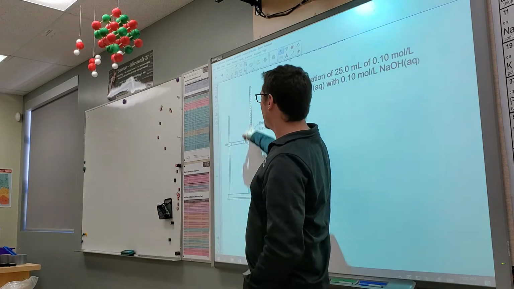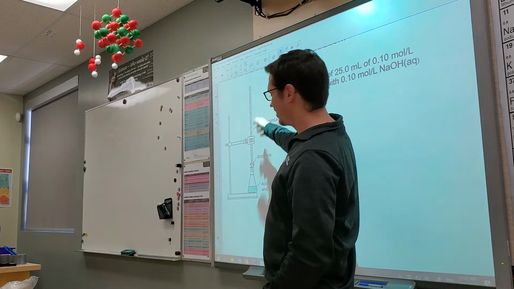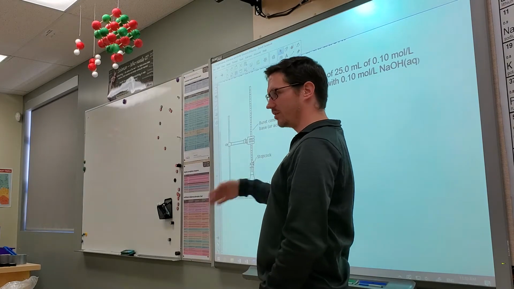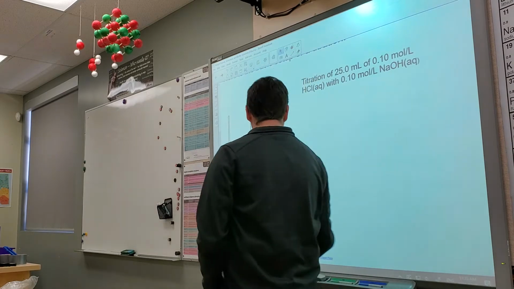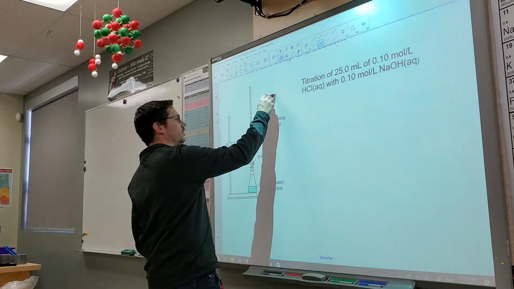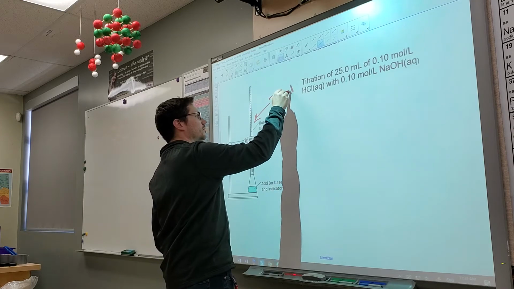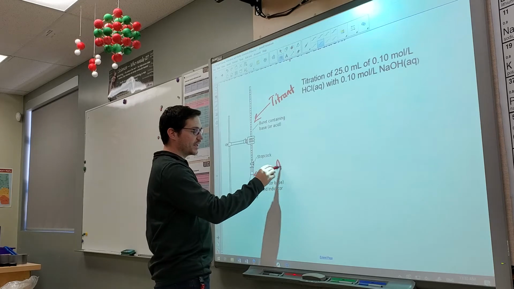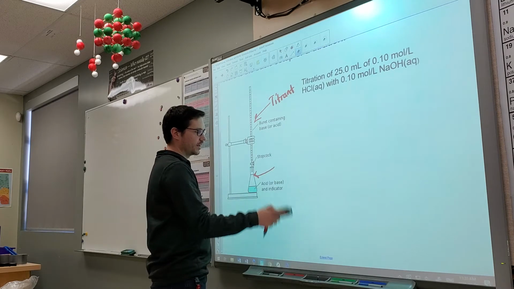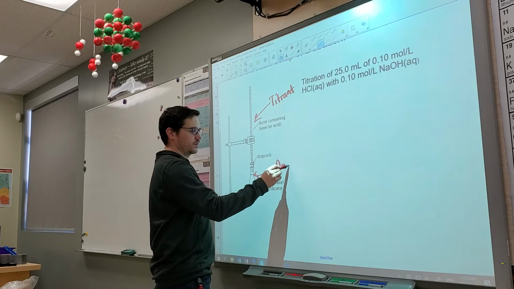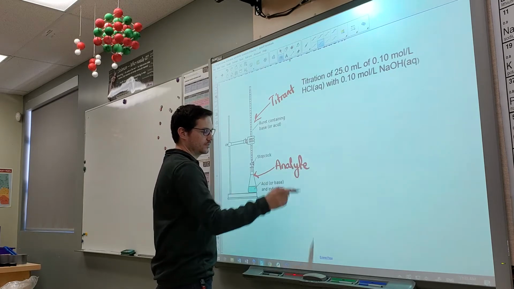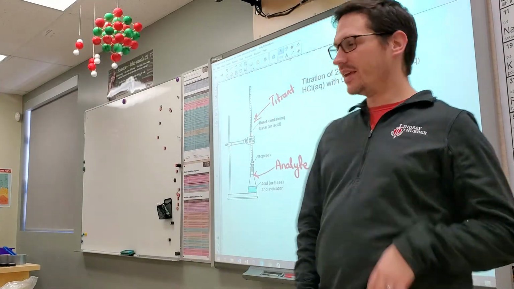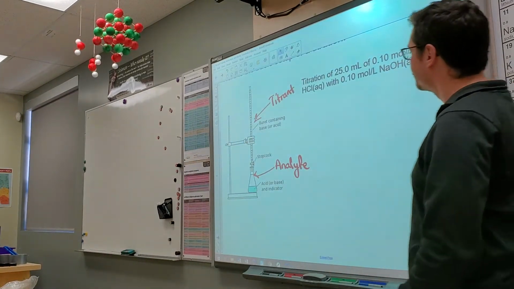So we got some sort of a base or an acid in our burette, right? Our titrant, and we've got some sort of a sample down here, which is either the acid or the base or whatever. So here, in here, is the titrant, and in here is either the sample or the analyte. Oh, that's not how you spell analyte. The analyte is the thing you're trying to analyze.